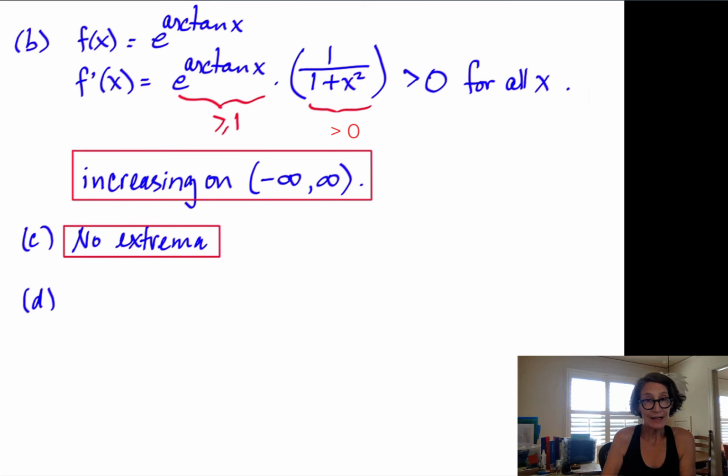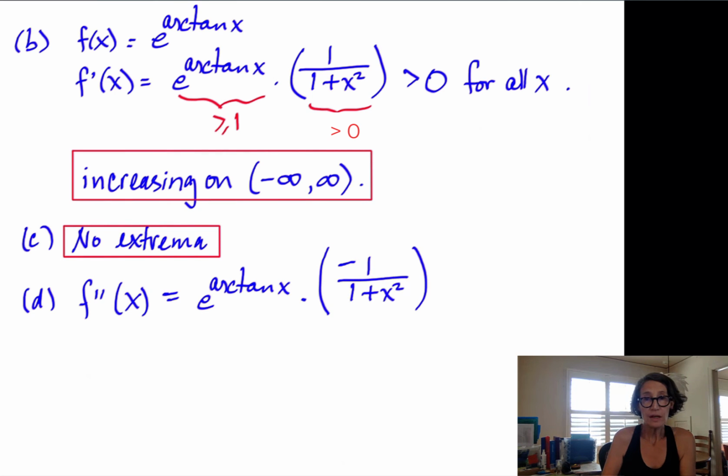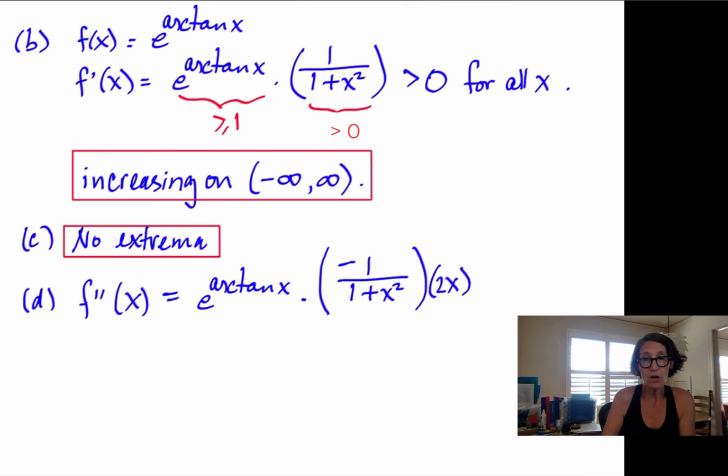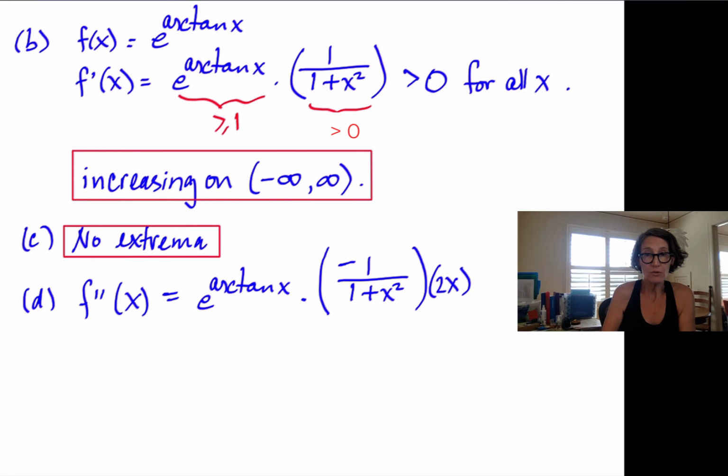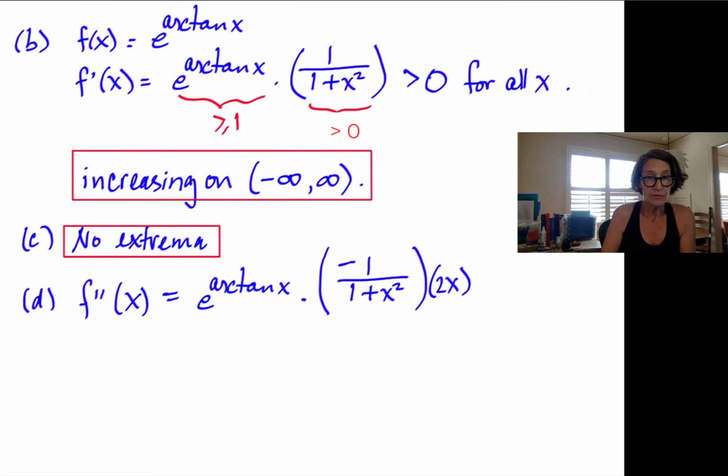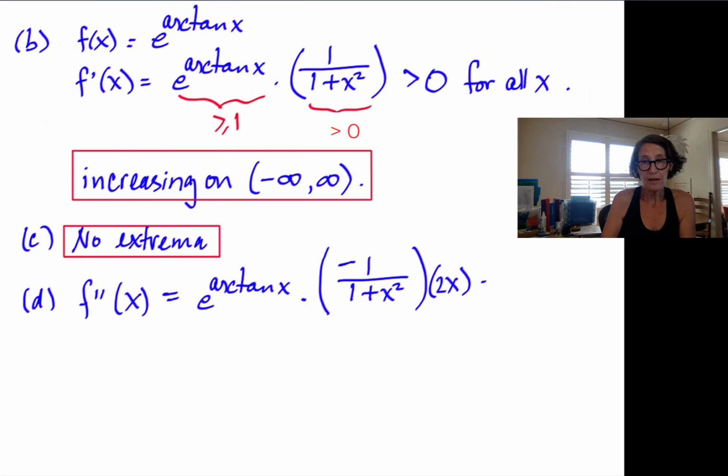Part D, we need the second derivative. So for the second derivative, we're going to have to use the product rule. So it's going to be the first times the derivative of the second. The derivative of the second is negative 1 over 1 plus x squared, that's the derivative of the outside with respect to the inside, and then times the derivative of the inside, 2x. That's the first times the derivative of the second, and then we have to do plus the second times the derivative of the first.